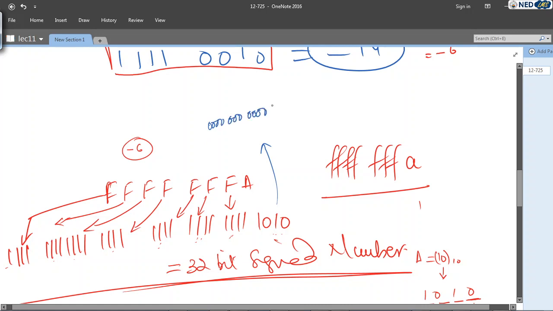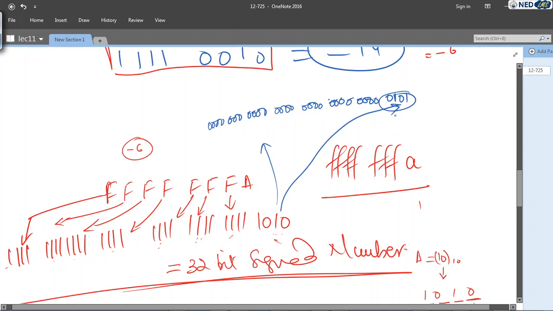All of these ones would become... here the 4th group and the 5th group and the 6th group and the 7th group of ones become 0, and this thing would become 0 1 0 1. That's the significant part over here. And just add 1 to it.